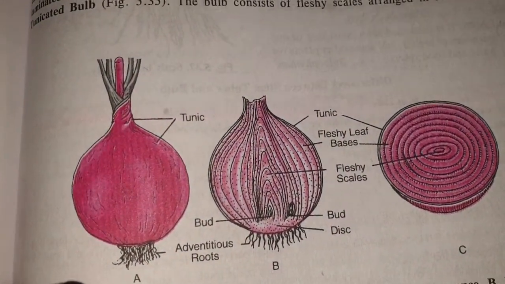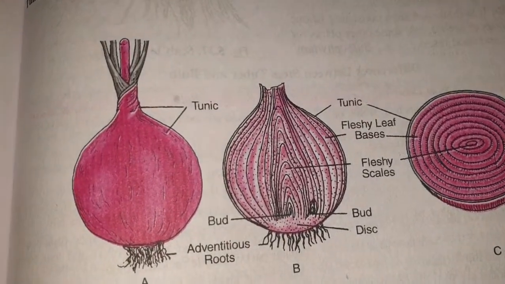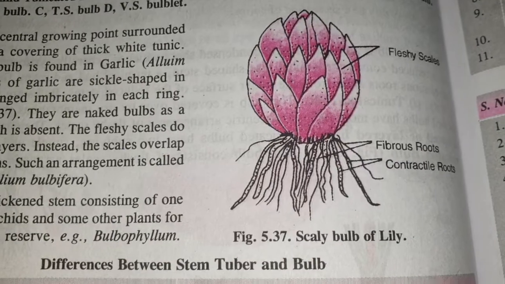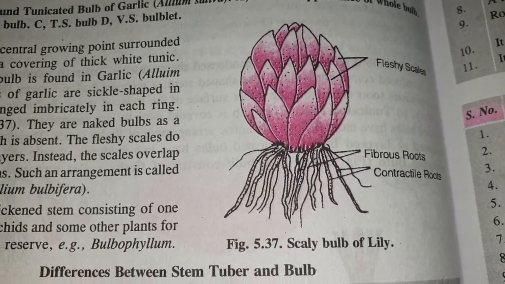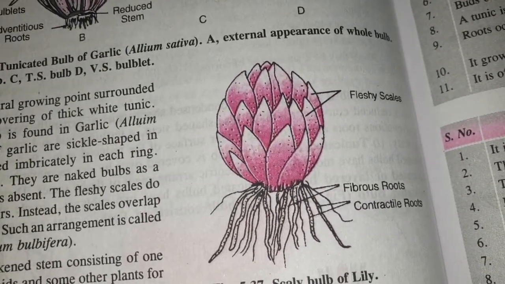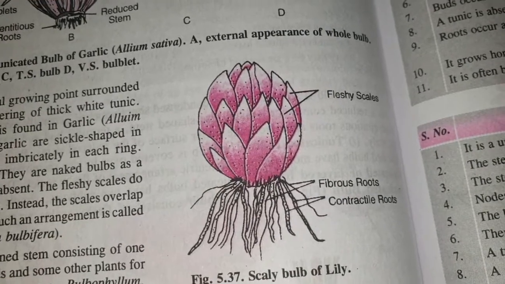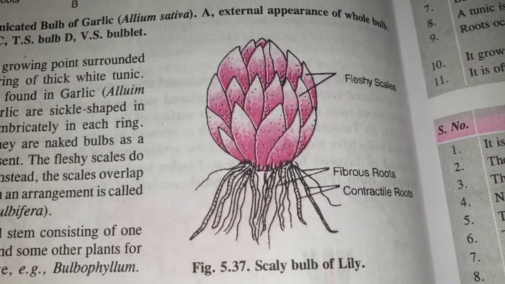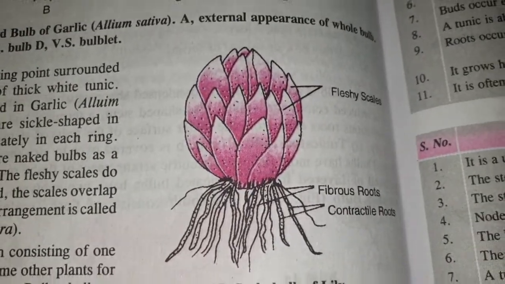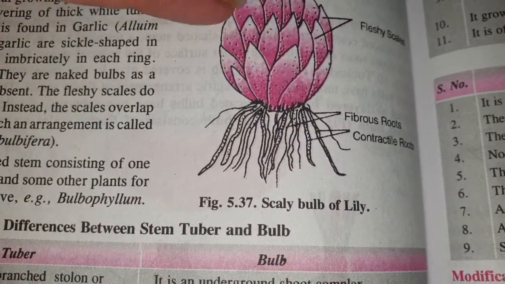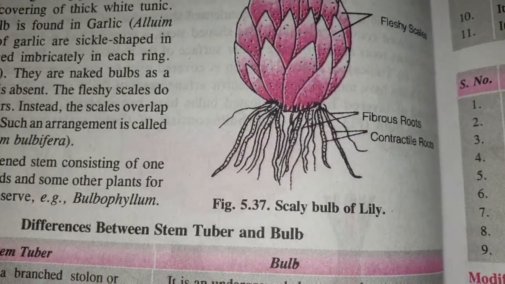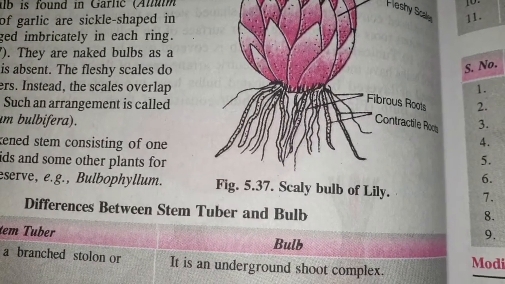Okay, and the scaly bulb is observed in case of lily. Here the outer membrane, the tunic, is absent. In onion, an outer membrane tunic is present, but here the tunic is absent. Here the fleshy scales are just overlapping one over the other. Okay, then we come to some aerial stem modifications.